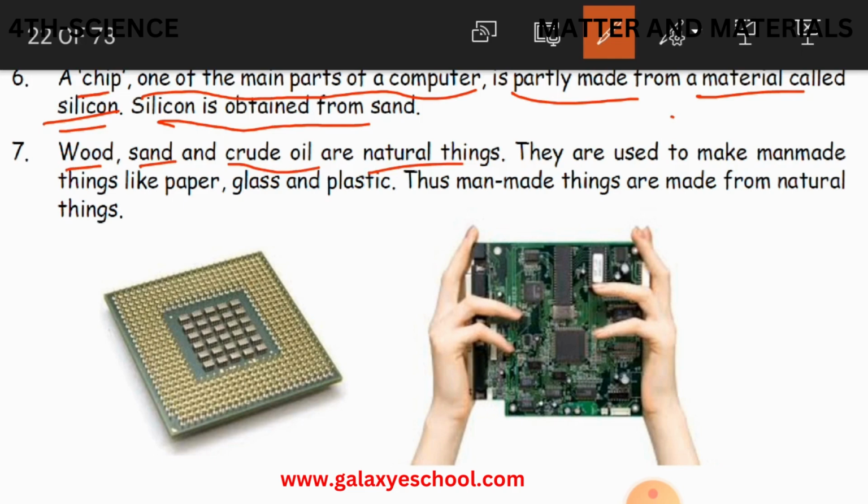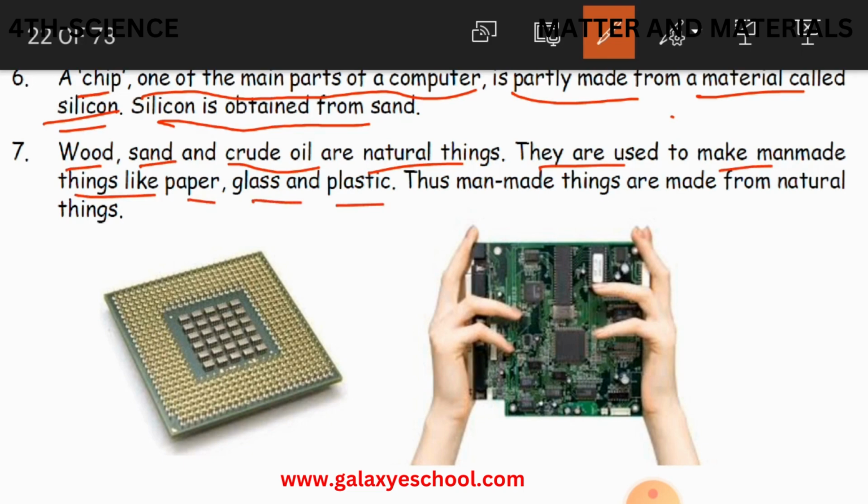Wood, sand, crude oil. Crude oil is without refining, like petroleum is crude oil. Petrol is again a refined oil. So as it is, we cannot use petroleum. After refining it, we will get petrol or diesel, then we can use it for our vehicles. So wood, sand and crude oil, these are all what? Natural things, and they are used to make man-made things like paper, glass and plastic.